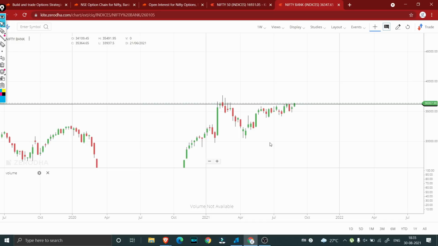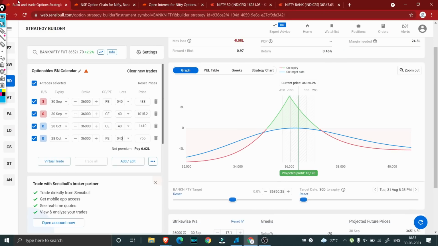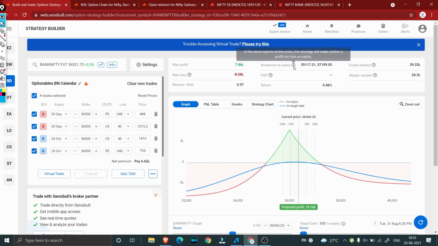Much better than a daily chart time frame is a weekly chart time frame, and it is much more supportive, right? So if Banknifty is able to sustain above 35,300 on the weekly chart, then we'll continue holding this trade. What we did for this particular trade is a 36,000 short straddle. We had our break evens at 35,100 as well as 37,100, 1,000 points on each side, 1,000 point upside, 1,000 point downside, and everything is a calendar.